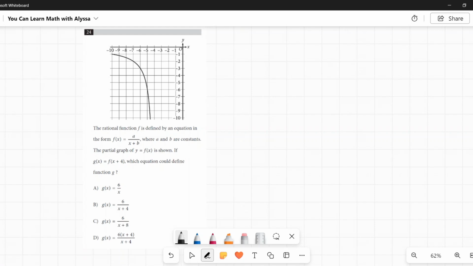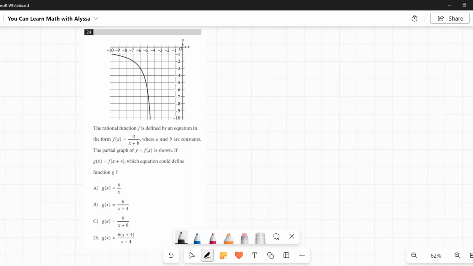The rational function f is defined by an equation in the form f of x equals a over x plus b, where a and b are constants. The partial graph of y equals f of x is shown. If g of x equals f of x plus 4, which equation could define the function g?